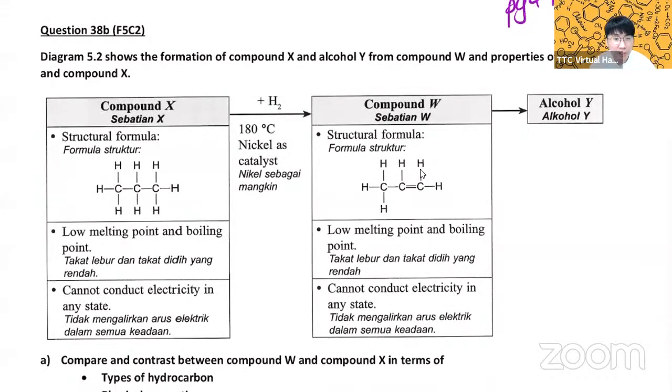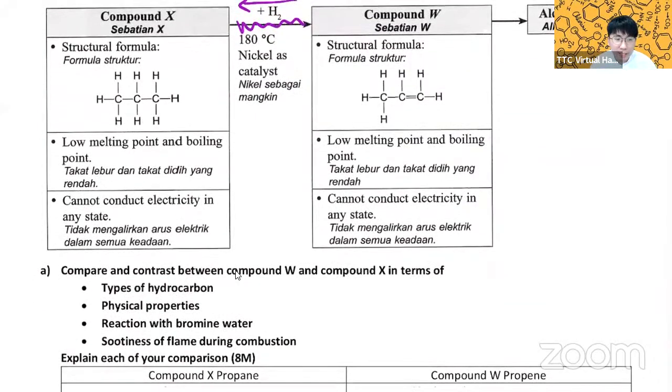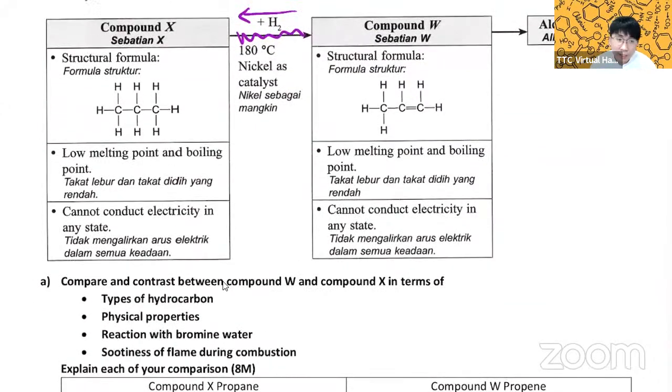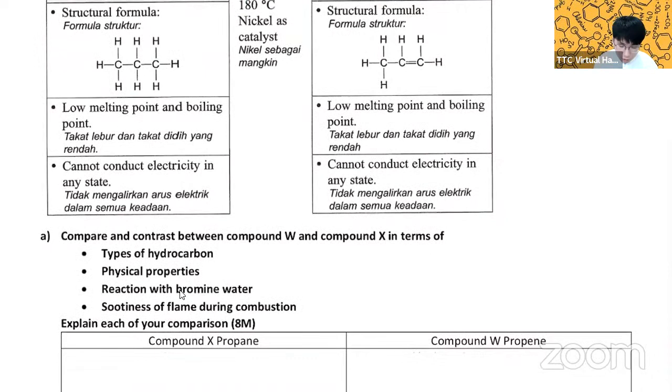Something is wrong, I think the arrow is wrong. Yes, this arrow should be in the other direction, because it is alkene plus H that can become alkane. Okay, so now compare and contrast. As I say, guys, compare and contrast always talk about differences and similarities in terms of type of hydrocarbon. So definitely X is your alkane, and W is your alkene.